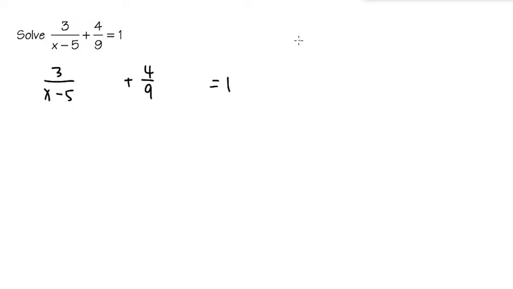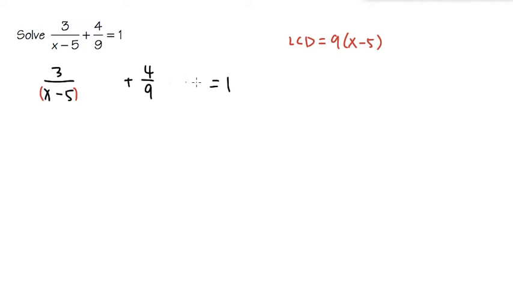And now let's see the LCD right here. Well, this is my first factor in the denominator, and this is my second factor in the denominator. They are totally different. I need both of them. So 9 times x minus 5. This is the LCD. And we're just going to multiply everything by this. 9 times x minus 5.